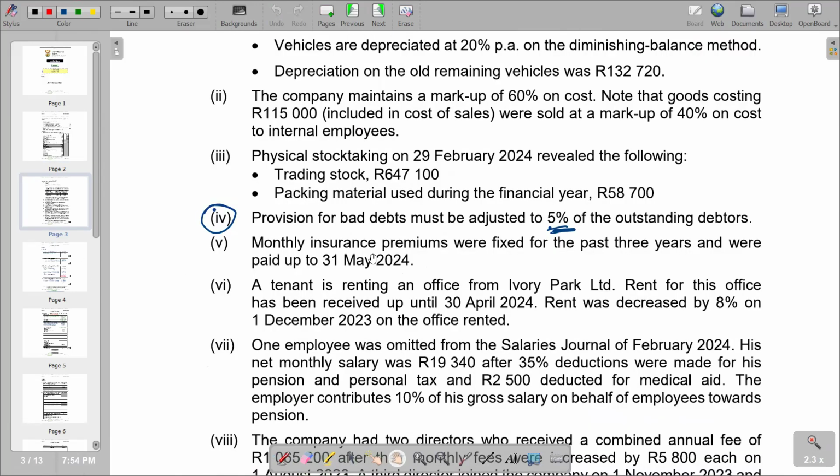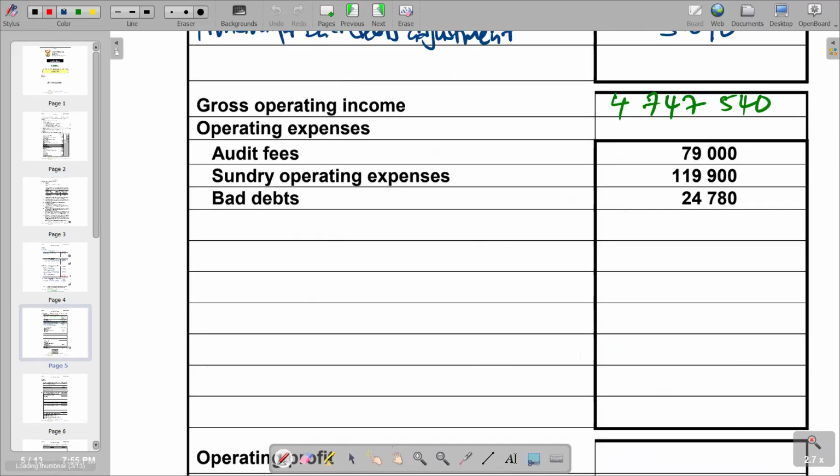So we see what the additional information is saying. If you go to item 3, on point number 2 it tells us packing material used during the year, 58,700. This one is an already calculated figure, so we can take that as an expense because they are saying it's packing materials used. But if we were given the stock of packing material at the end, we would be supposed to subtract it from the figure in the list of balances to get the one that is used. Here we are given it as used, 58,700. So we go ahead and include that. We say packing materials.